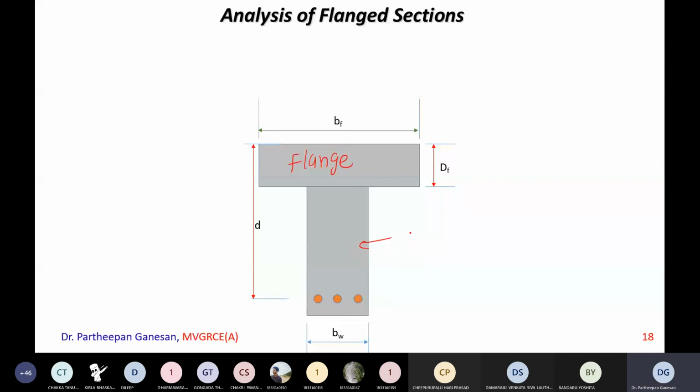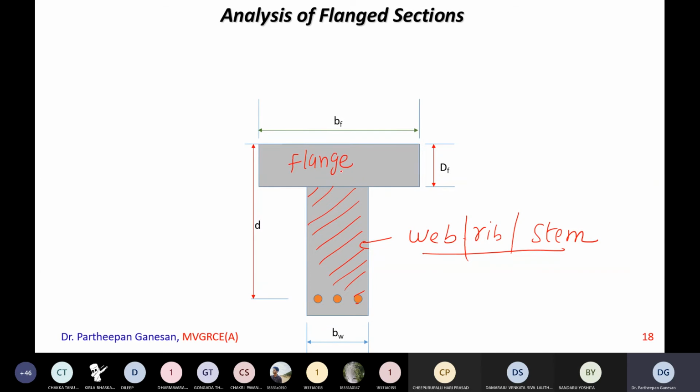This vertical member is called web or rib or stem. Everything is one and the same. This vertical part is called web or rib or stem. This is called flange. Now BF is the effective width of the flange, from here to here. Is that clear? BF is the effective width of the flange.